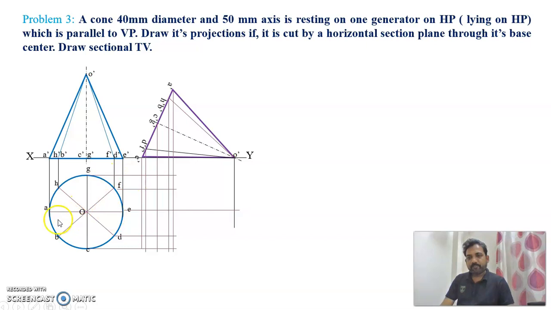Now horizontal line from point A, vertical line from point A. So this will be point A. Horizontal line from point B, vertical line from point B. So this will be point B. Horizontal line from point C, vertical line from point C. This will be point C. Horizontal line from point D, vertical line from point D. It is intersecting here, so this will be point D. Like this, mark all the points and join the curve. So this is what we got. So this is the border.